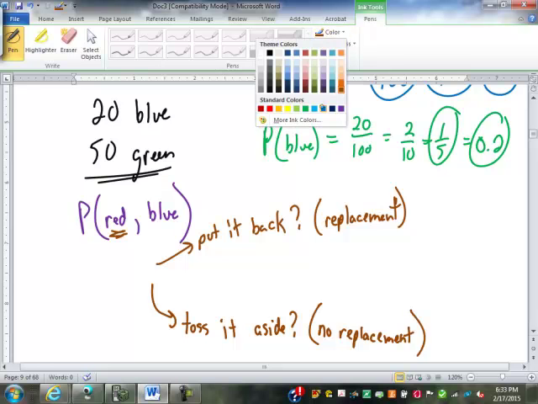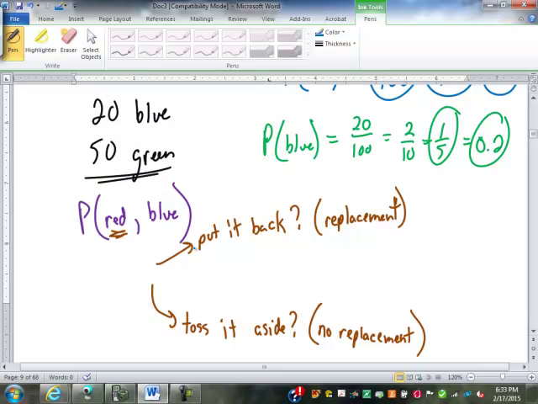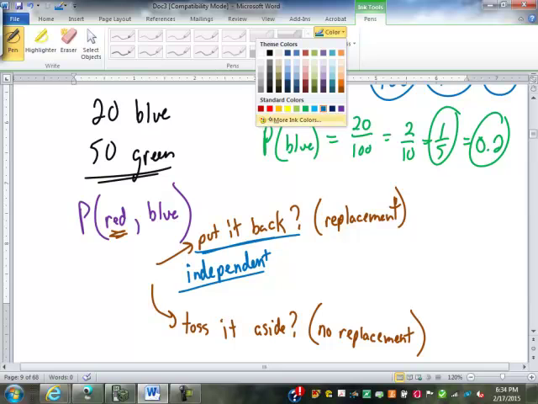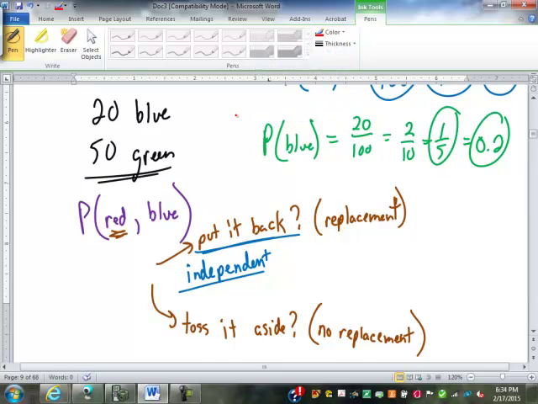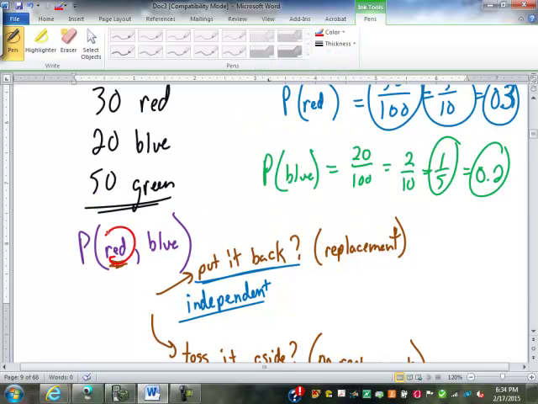How is that different? Well, if we draw out the first marble and we put it back before we draw the second marble, it's independent, just like we were talking about with the die and the coin. What is the probability of reaching into that box and drawing out a red marble? Well, 3 out of 10, right? 30 out of 100 or 3 out of 10. I'll put the 30 out of 100.